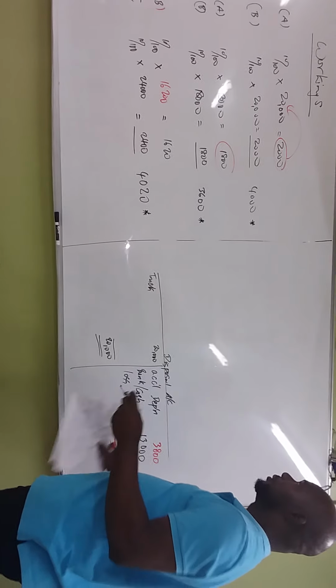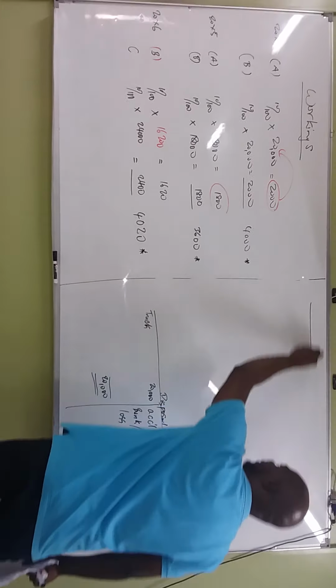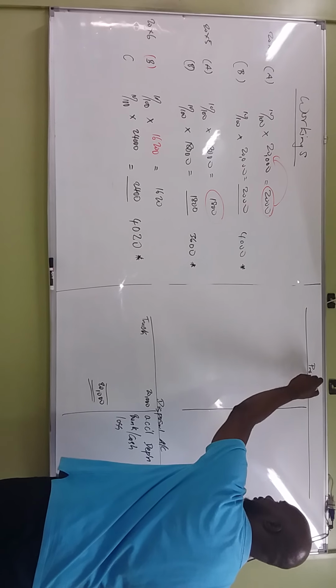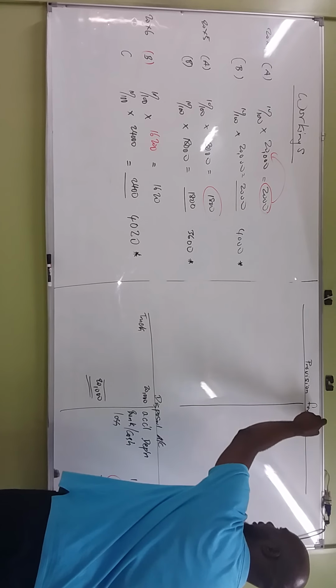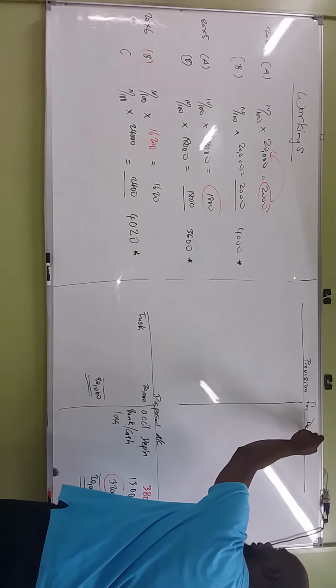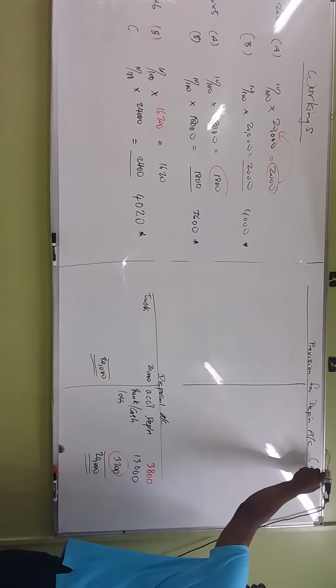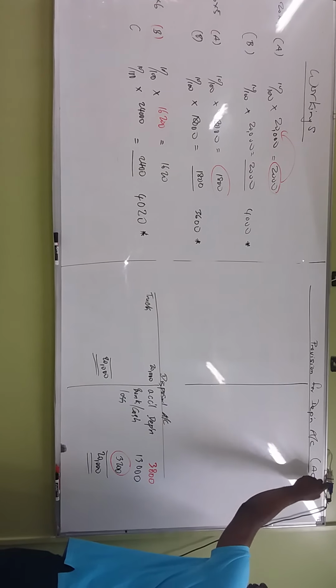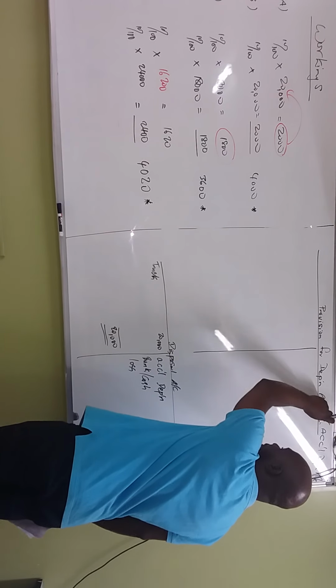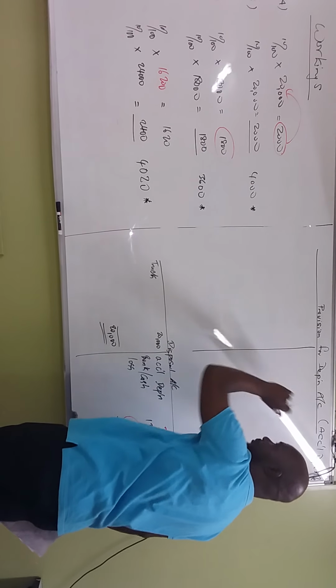Now what we'll be doing is the provision for depreciation account. Another name for your provision for depreciation account is your accumulated depreciation account. So it's either one of two things: you write provision for depreciation or you write accumulated depreciation.